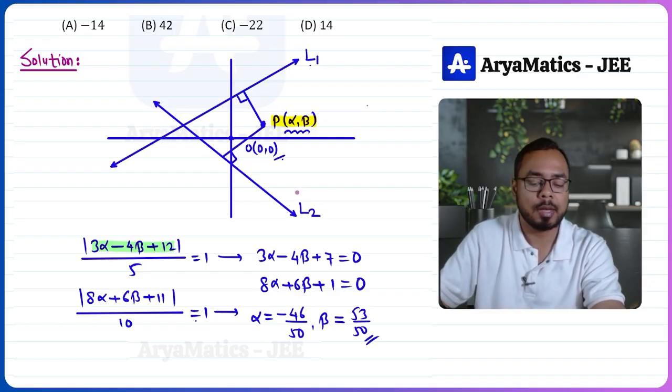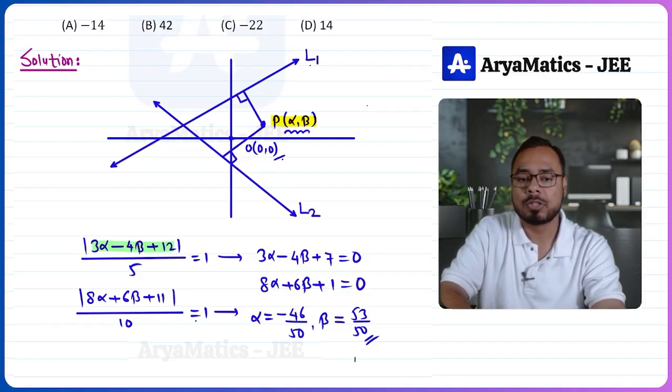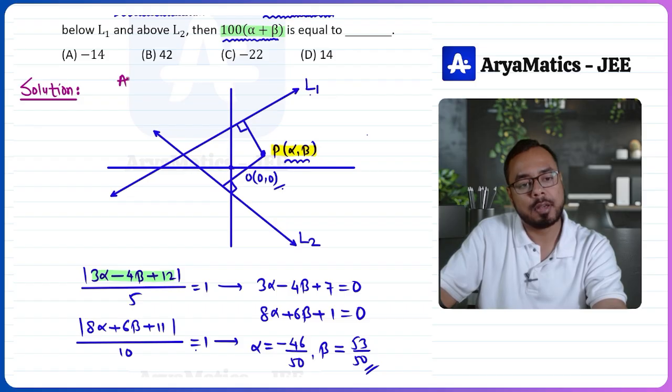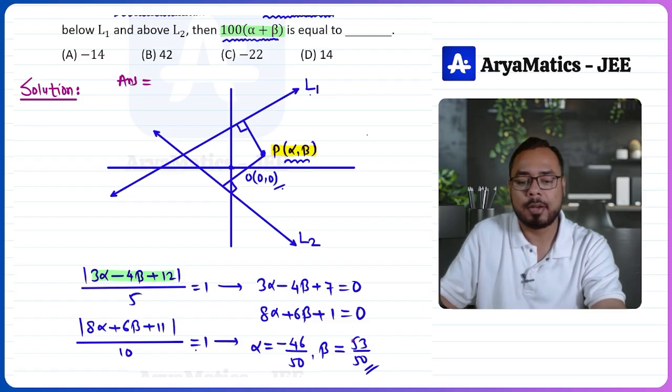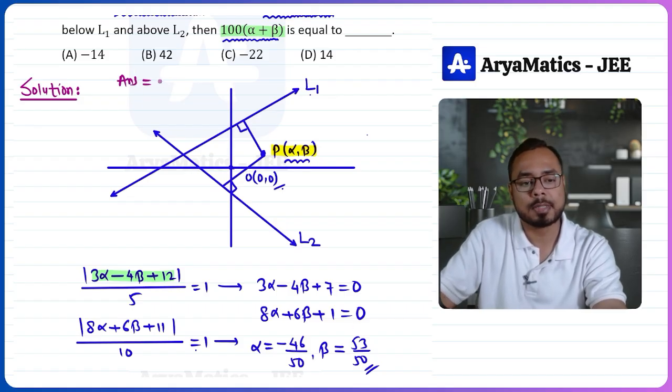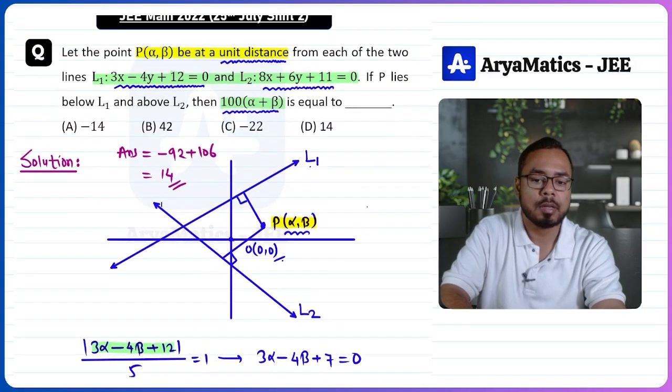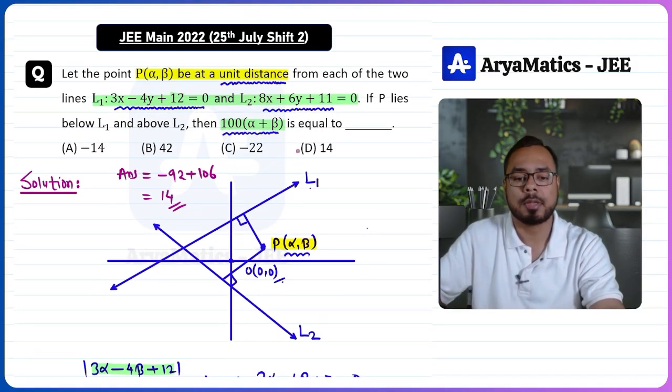The problem was we need 100 alpha plus beta. So if I substitute the values here, 100 alpha plus 100 beta. So 100 alpha will be minus 92, and then 100 beta will be 53 into 2, that is 106. So 106 minus 92, that will be 14. And hence the correct answer for this problem is option D.